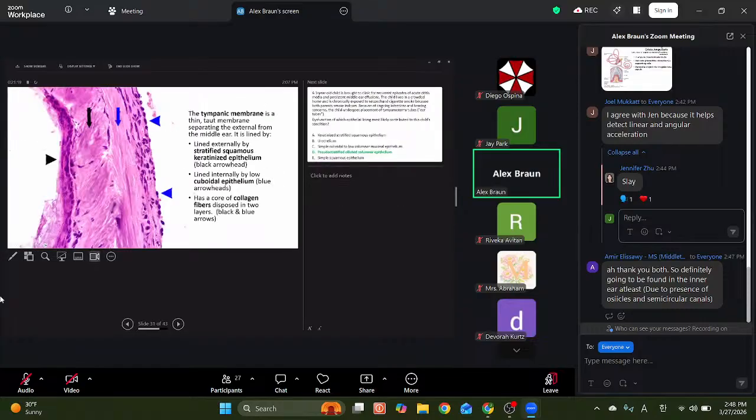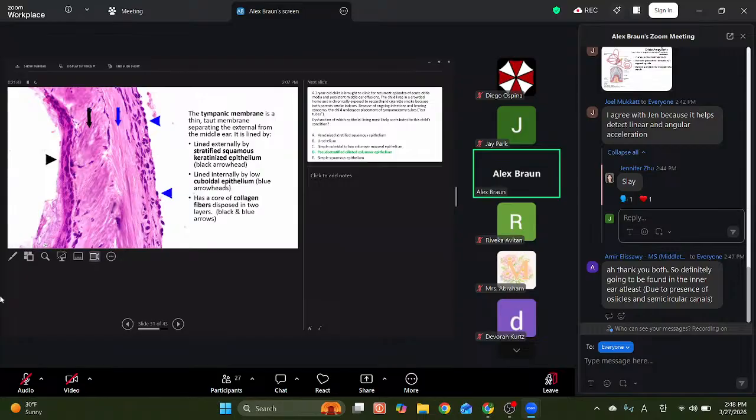So here's a tympanic membrane with skin facing the external auditory meatus, with cuboidal epithelium, which is part of the mucosa of the tympanic cavity on this side. In the center, dense collagenous connective tissue, dense regular connective tissue, giving the tympanic membrane great tensile strength.